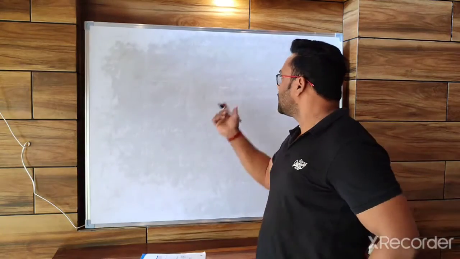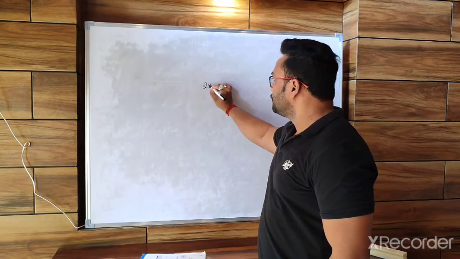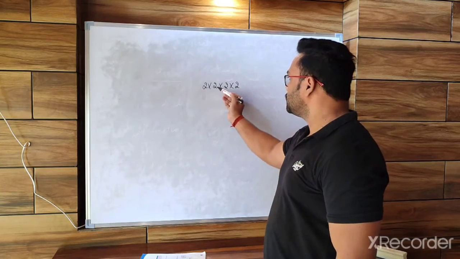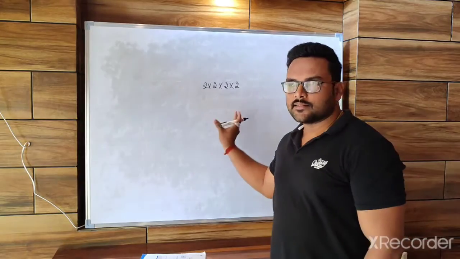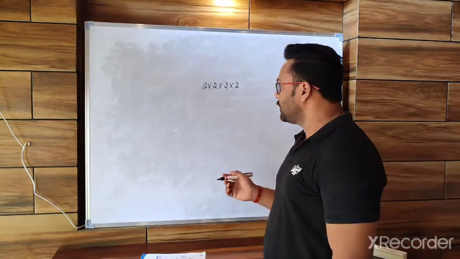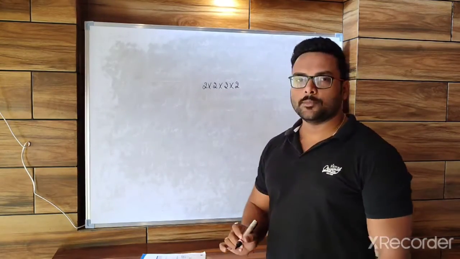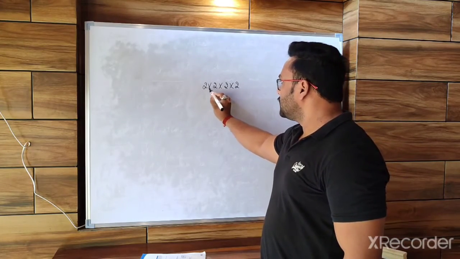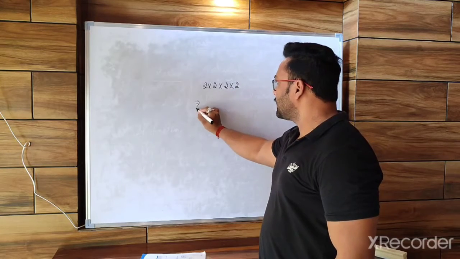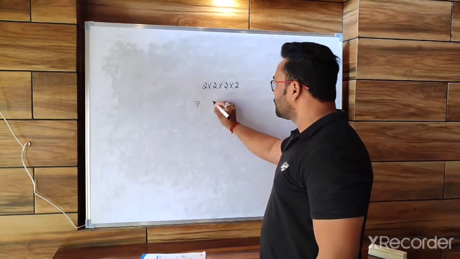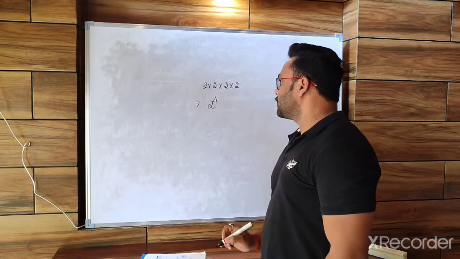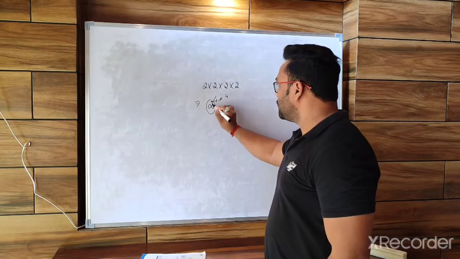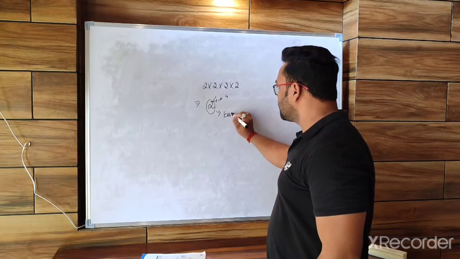Exponents or powers. Suppose that we have written 2 into 2 into 2 into 2. How many times? 1, 2, 3, 4. Suppose we have to represent this in the form of an exponent. So we have to count how many times 2 has come. Okay, so 1, 2, 3, 4. So we can write this in the form of exponent as 2 to the power 4. So its power or exponent is 4, and this 2 is called the base.